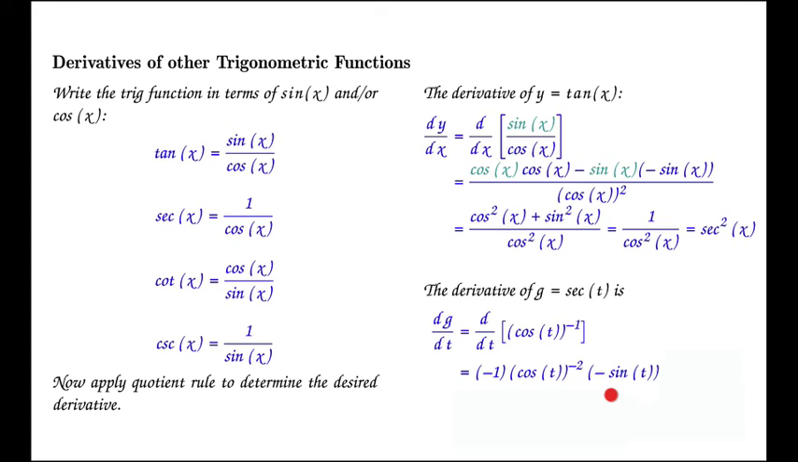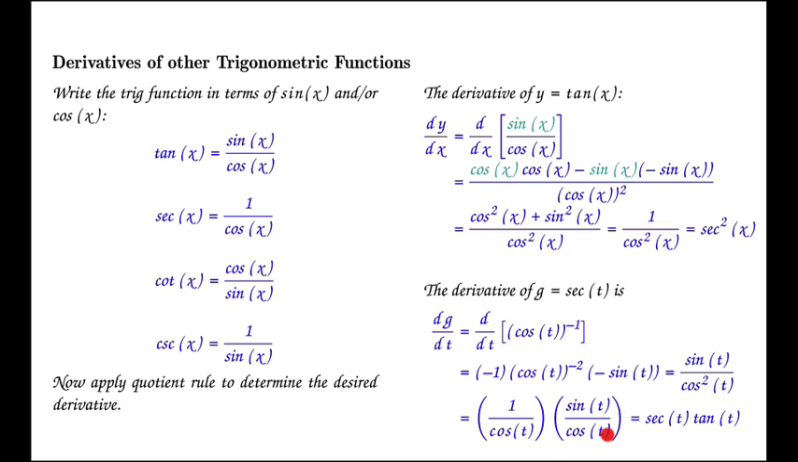Now we want to simplify this. We have 2 negative signs, so it becomes positive. And we have a sine on the top, and I'm going to pull that negative exponent down into the bottom and make it cosine squared in the denominator. Now we can simplify this even further by recognizing that this can be written as 1 over cosine times sine over cosine, and 1 over cosine is secant, sine over cosine is tangent, so the derivative of the secant is equal to the secant times the tangent. You can do the same thing for cotangent and cosecant of x.